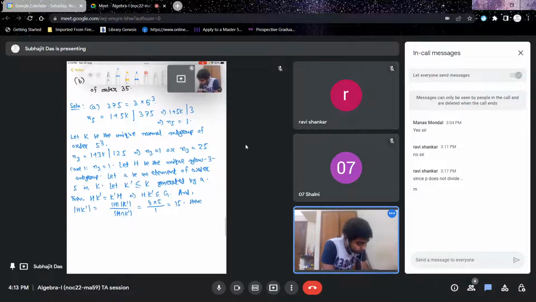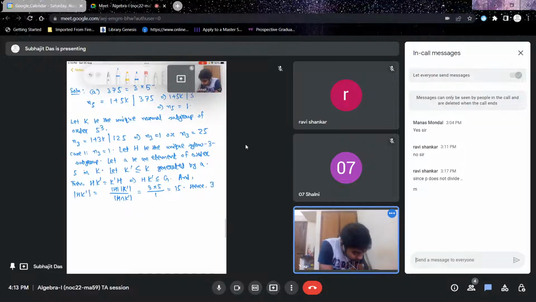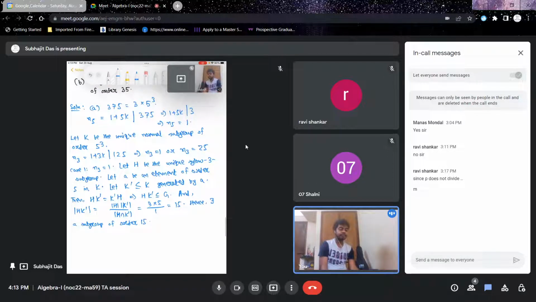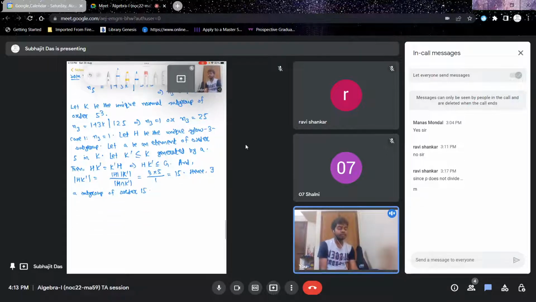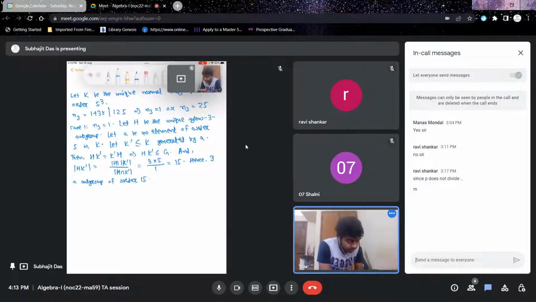Hence there exists a subgroup of order 15, right? So in case 1 we have shown that if the number of Sylow 3 subgroups is 1, then there is a subgroup of order 15. Now let's look at case 2. So n3 is equal to 25. What if there are exactly 25 Sylow 3 subgroups? But this is even easier, right?